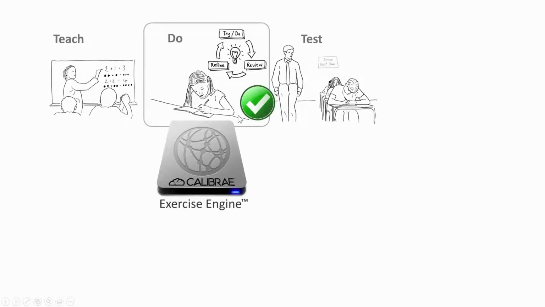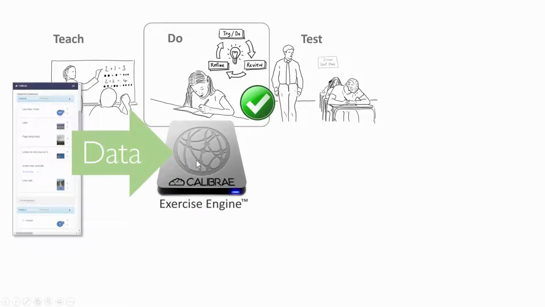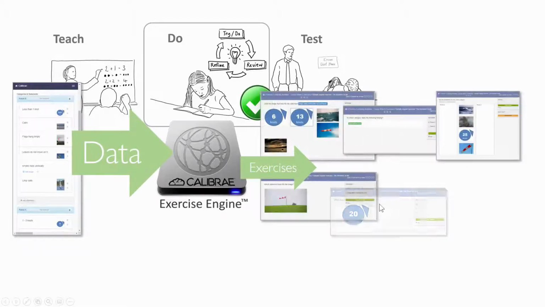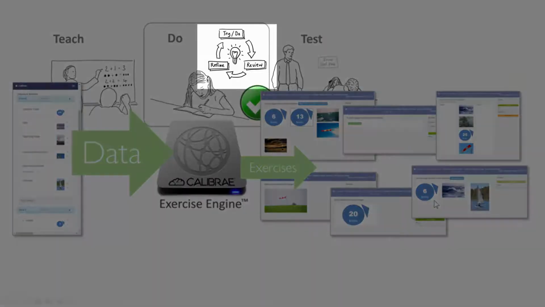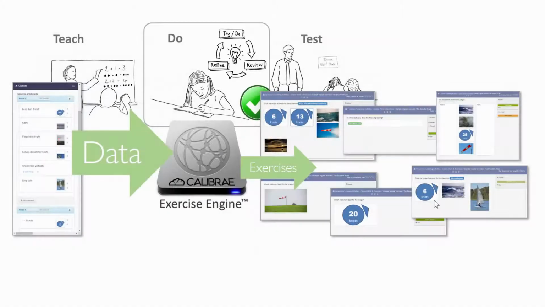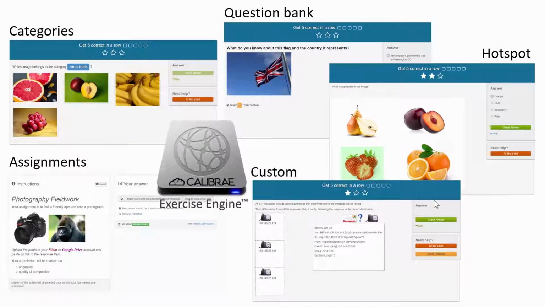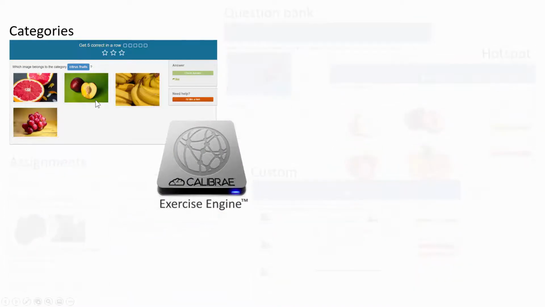We discussed already how Calibrae enables a learn by doing experience through its unique exercise engine. We load it with data and it auto-generates an endless stream of learning scenarios, perfect for the try, review, refine approach. In this clip, we'll look at one of the 5 exercise types, the categories exercise.